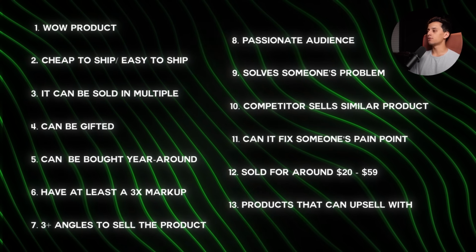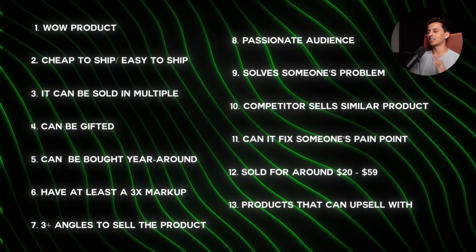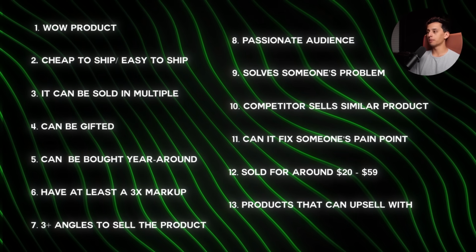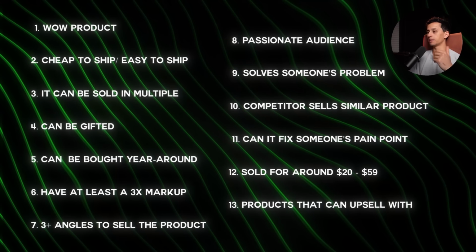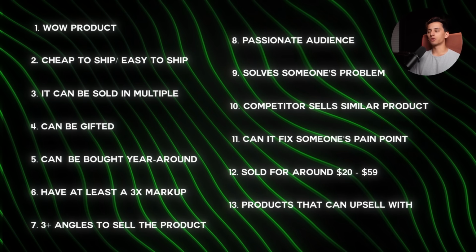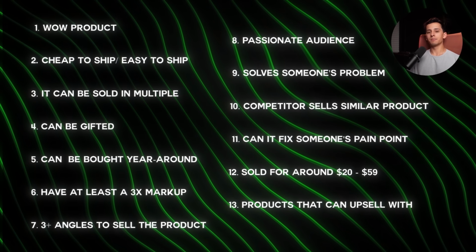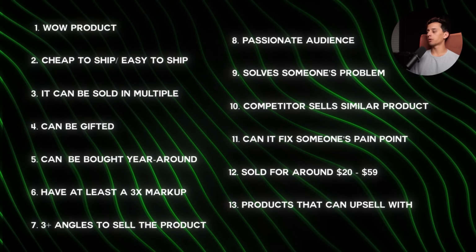Number 11, it can fix someone's pain points fast and easy. This is important because people like to buy things to solve problems, and if you can solve them quickly, it works. Number 12, it can be sold for around $20 to $60. Number 13, has other products that you can upsell with. Those last 2 are important because you want good profit margins. You want to sell a product that's a little bit expensive, that way you can make some money.